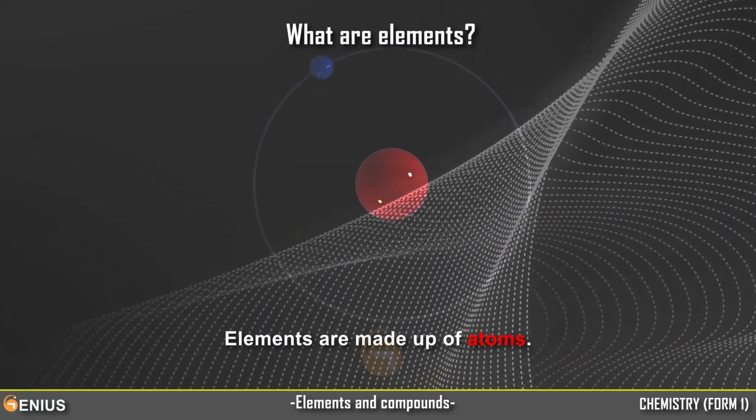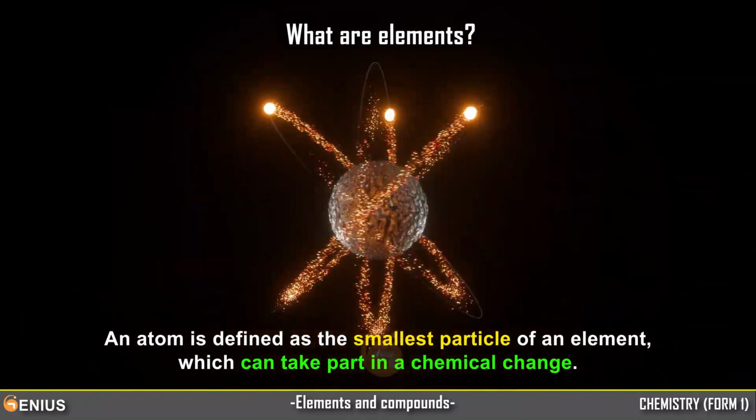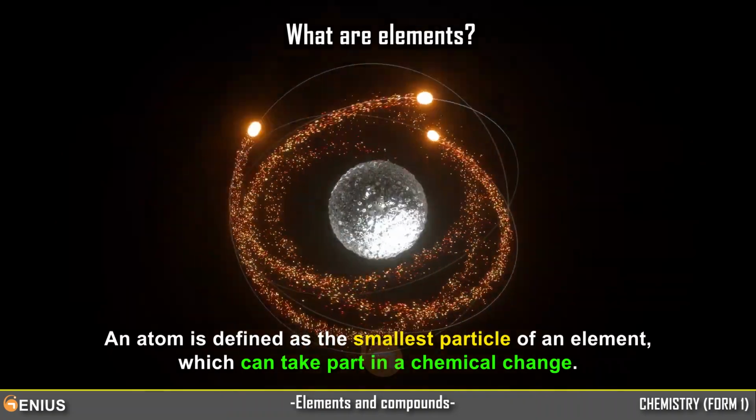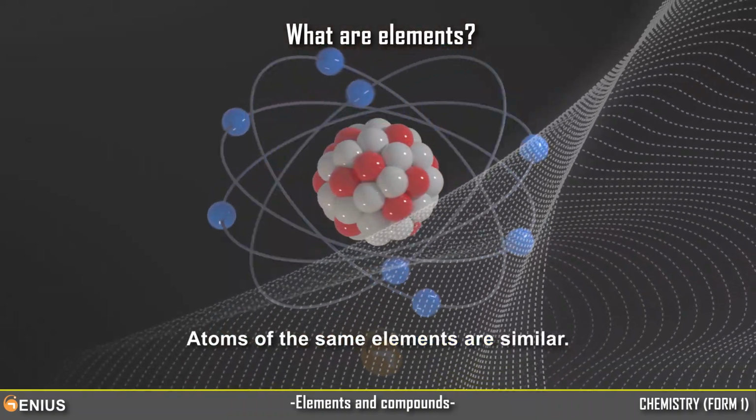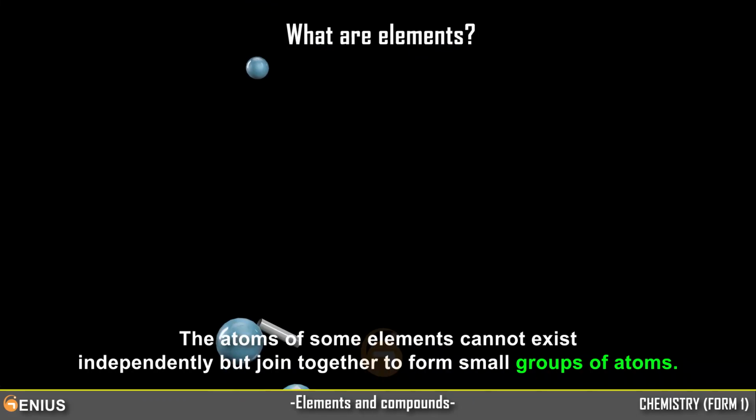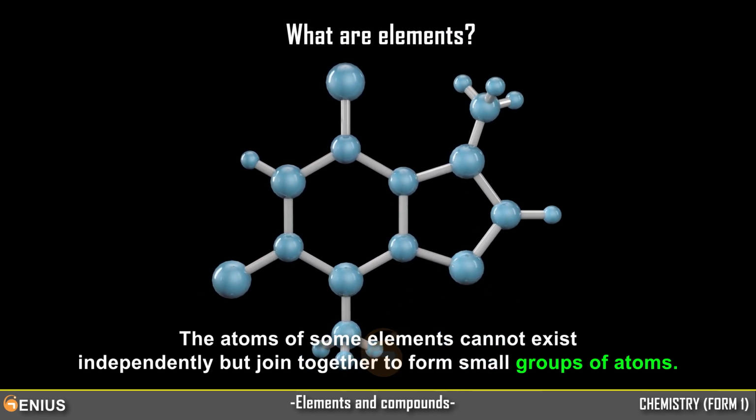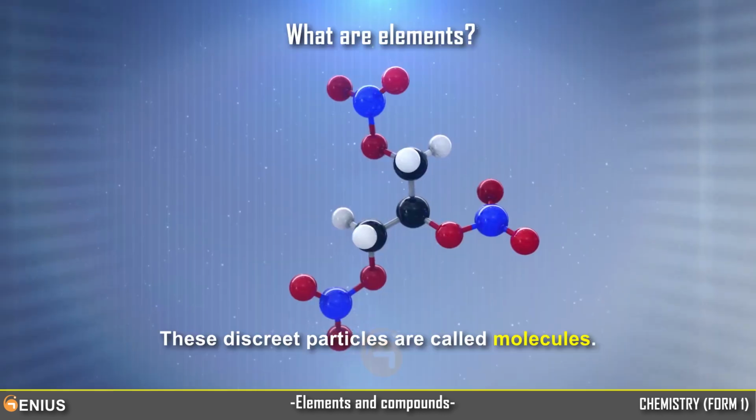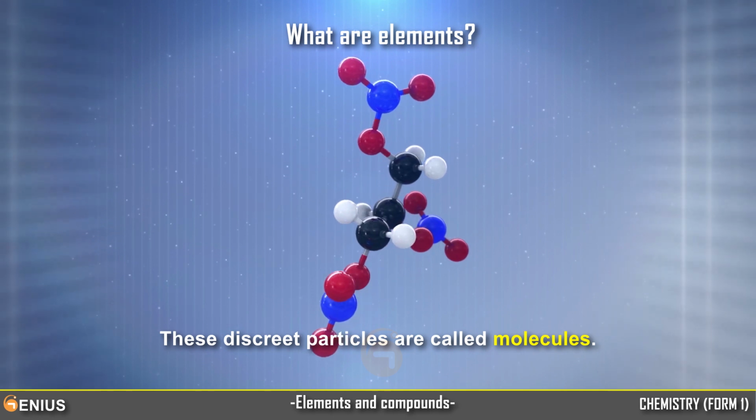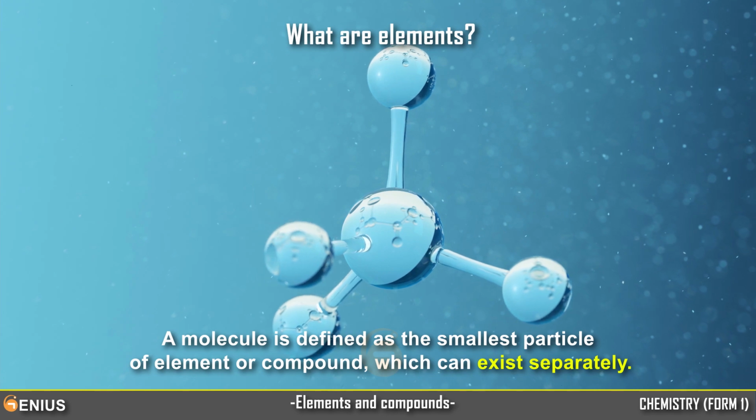Elements are made up of atoms. An atom is defined as the smallest particle of an element, which can take part in a chemical change. Atoms of the same elements are similar. The atoms of some elements cannot exist independently but join together to form small groups of atoms. These discrete particles are called molecules. A molecule is defined as the smallest particle of an element or compound, which can exist separately.